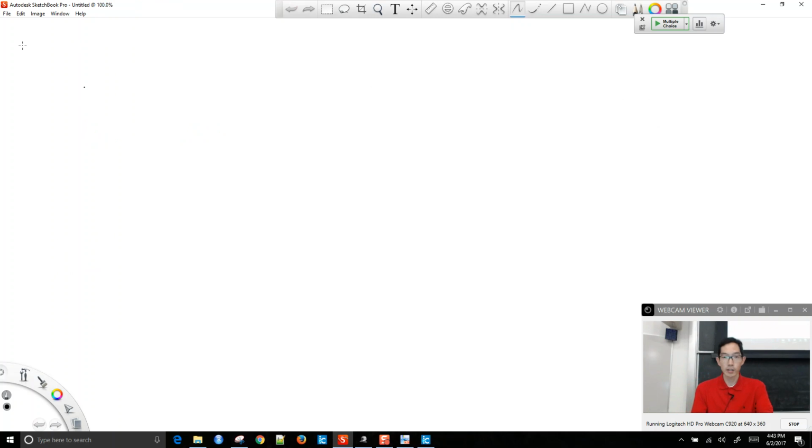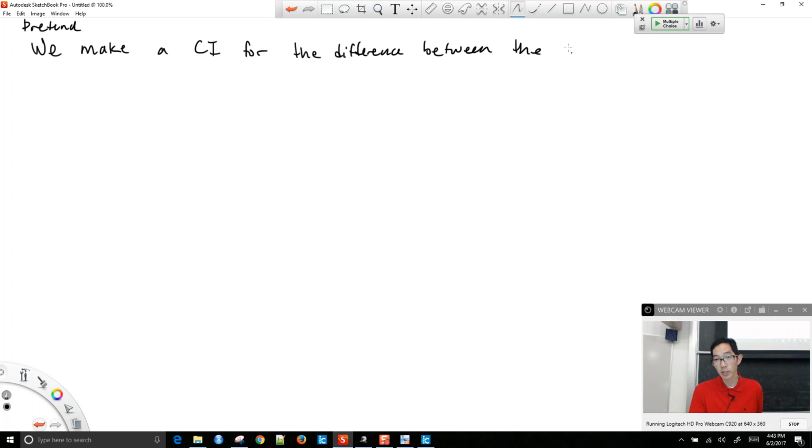All right, so let's say we made a confidence interval. Pretend we make a confidence interval for the difference between the mean weight of golden retrievers and Labrador retrievers. These are both dogs, by the way.